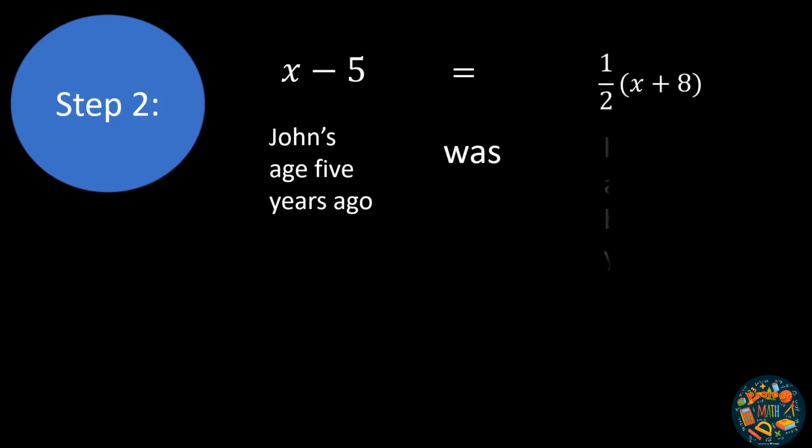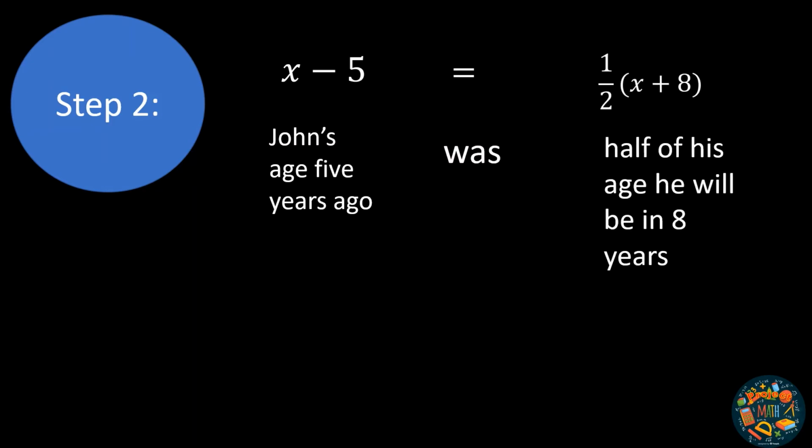For step number 2, let us write an equation. So, x minus 5 is John's age 5 years ago. It was half of his age he will be in 8 years. So our equation is x minus 5 equals 1/2 times x plus 8. Then, let us solve the equation x minus 5 equals 1/2 times x plus 8.